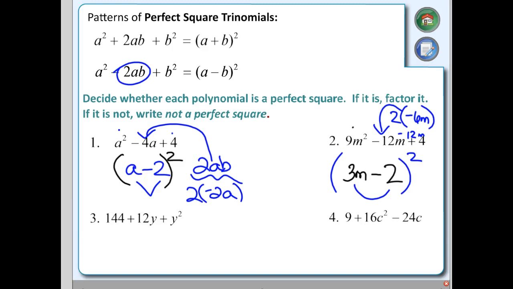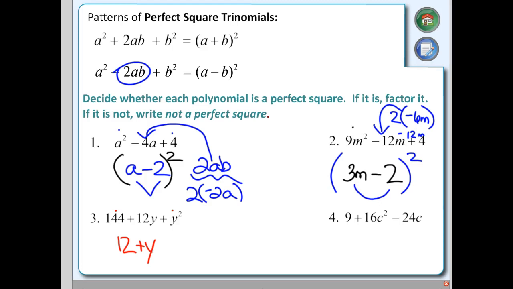Let's look at number 3. 3 terms. So I'm checking to see if it's a binomial square. Is my first term a perfect square? It is. Square root of 144 is 12. This time we got a plus sign here, so we're going to put plus. And that's going to be y. Okay, the square root of y squared is y.